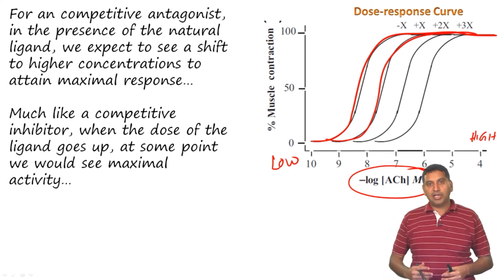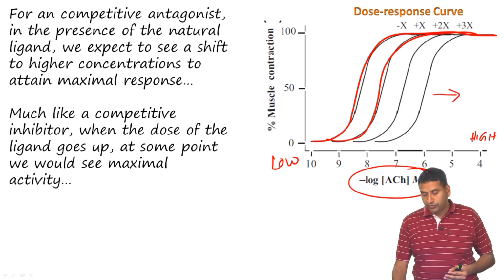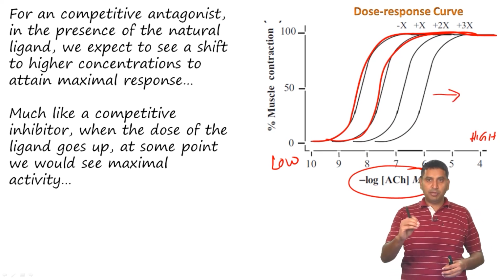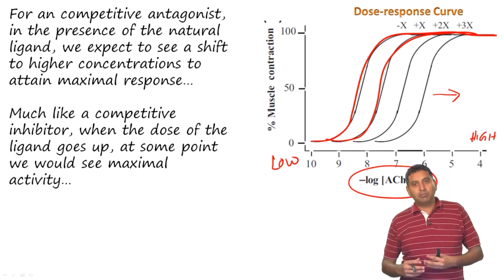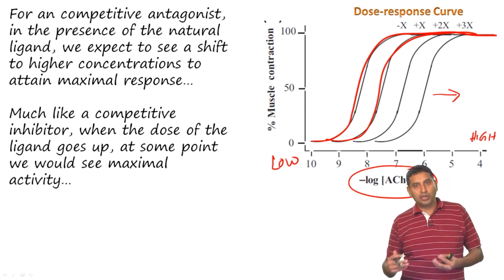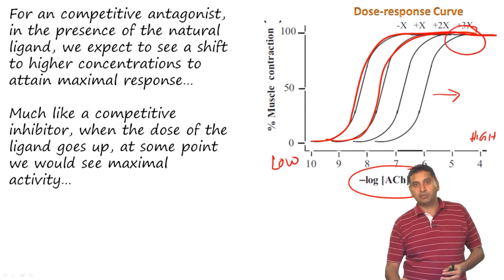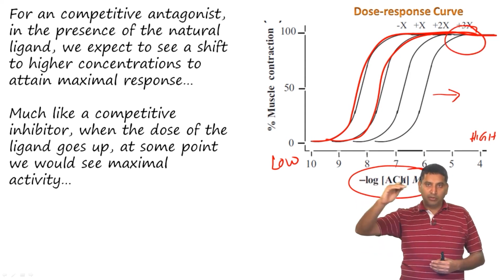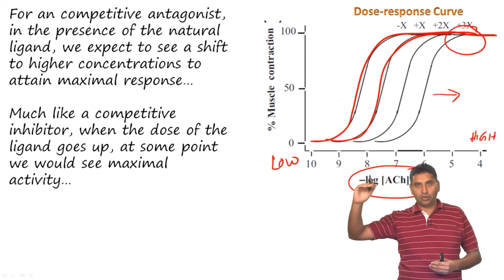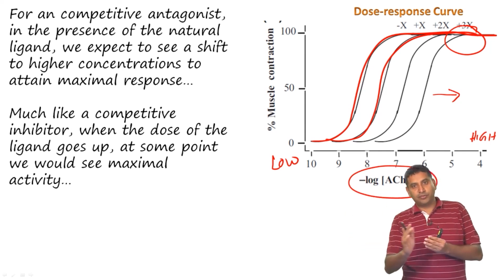And now, as we add more and more of the antagonist, you will find that the curve shifts towards the right. Keep in mind, since this is a competitive antagonist, at some concentration of acetylcholine, you would expect that you would still see maximal response. That means that the top part of the curve remains more or less unaltered, except that the curve shifts towards the right.